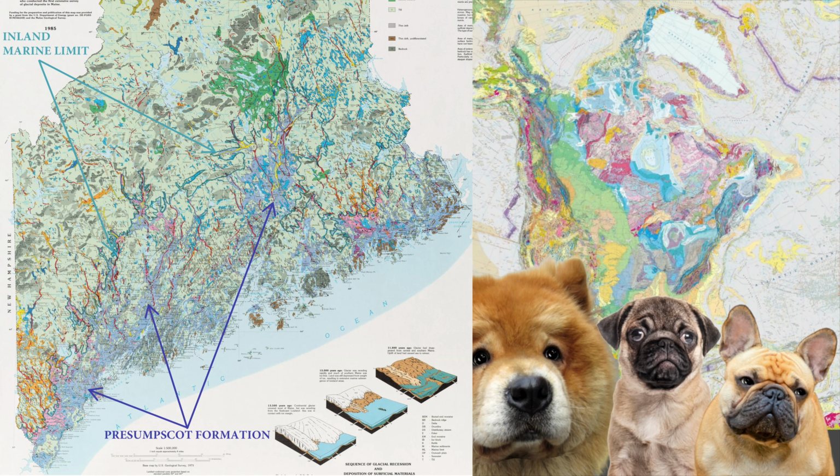What's now land east and south of that blue line was open ocean at the time the Presumpscot mud was deposited. And just like with Massachusetts, the Presumpscot muds continue offshore.